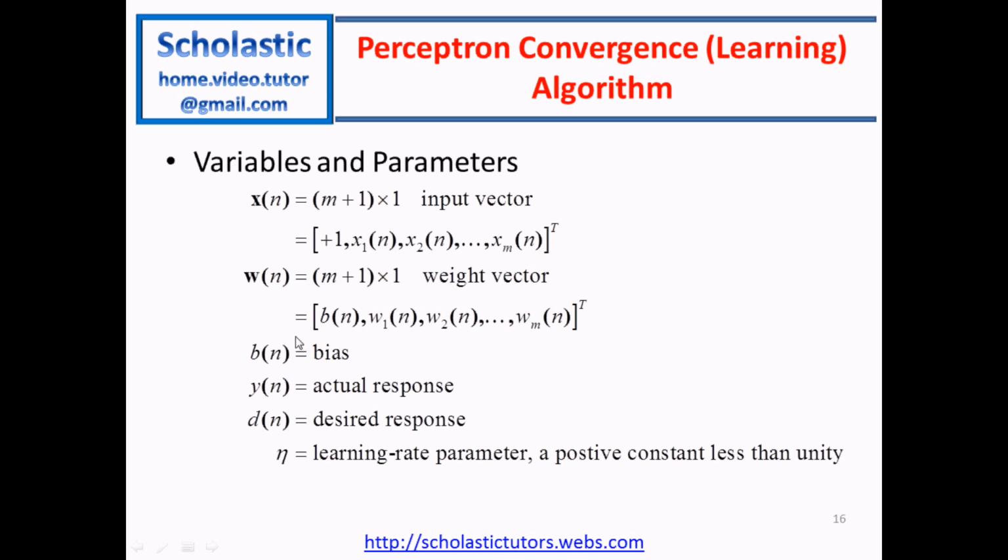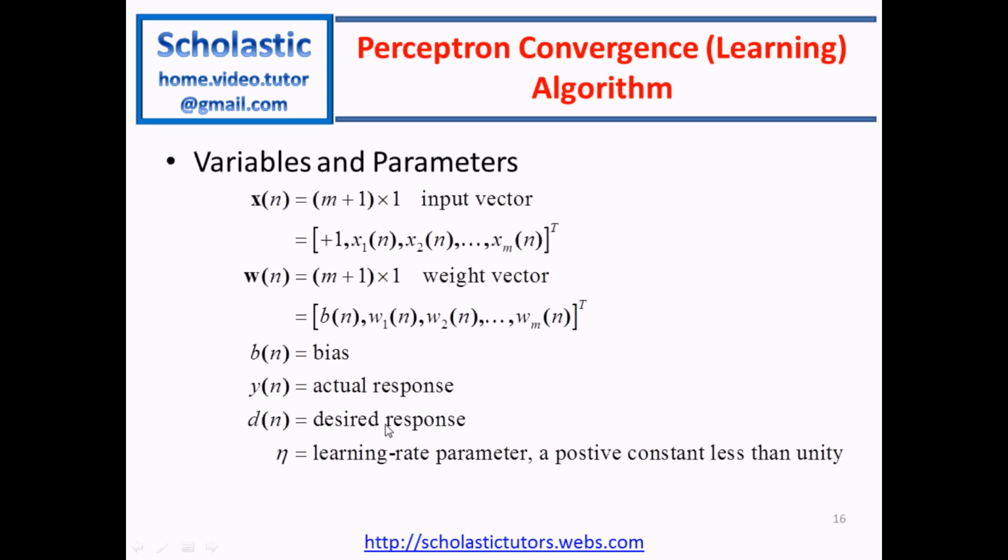That is, if you give x(n), go through the weights, go through the summation, go through the activation function, you will get the actual response. And there is a thing called the desired response. That means if the neural network is properly trained, the actual response equals the desired response. If not, we need to retrain the neural network until you get the correct or desired response for the training samples.